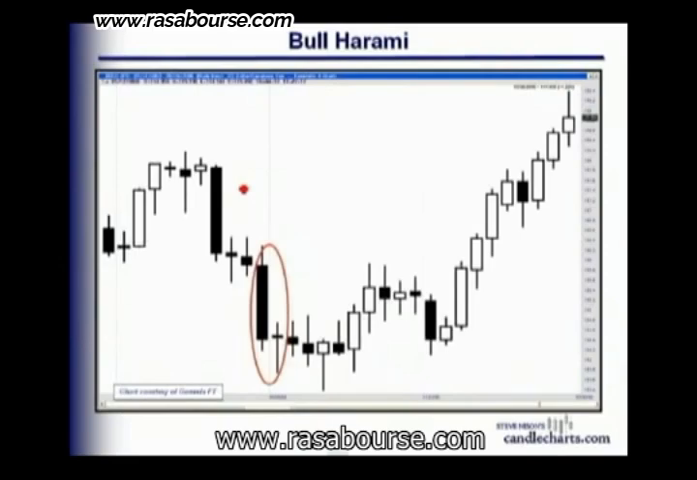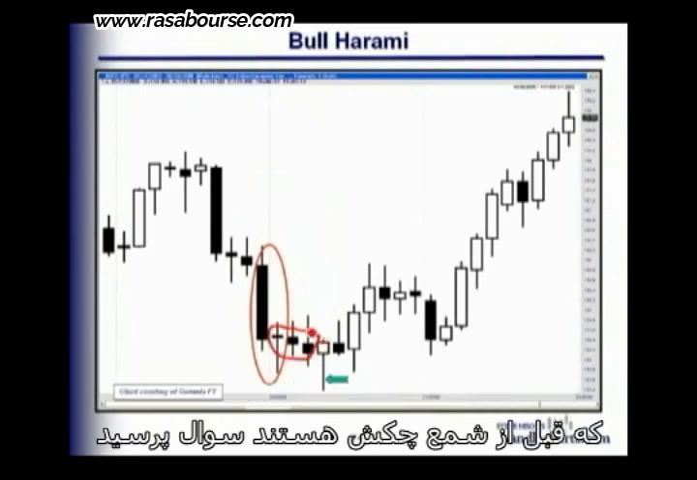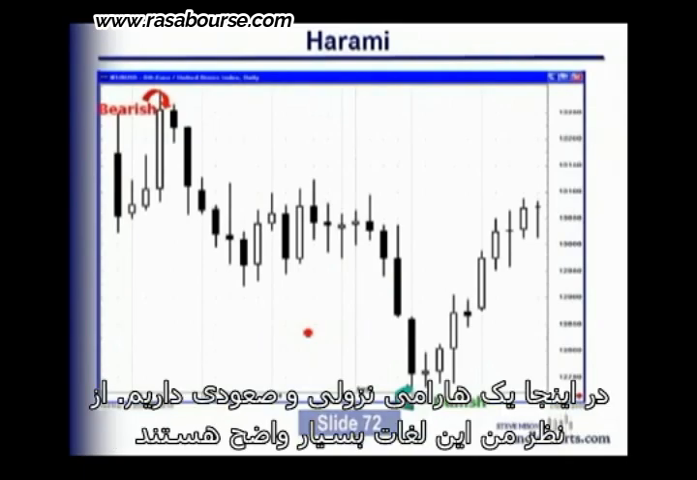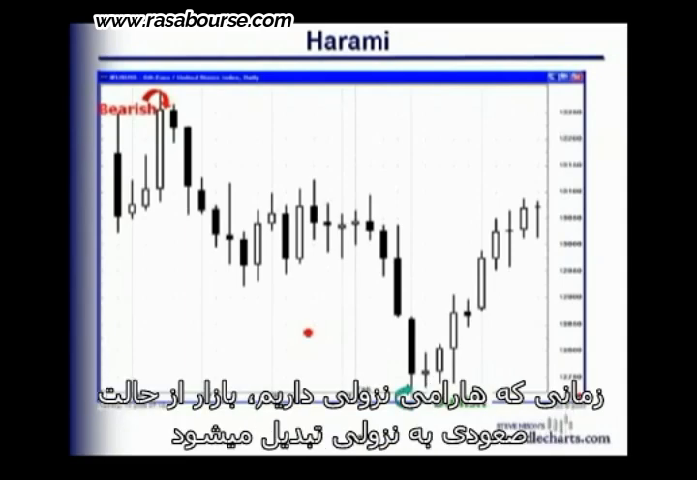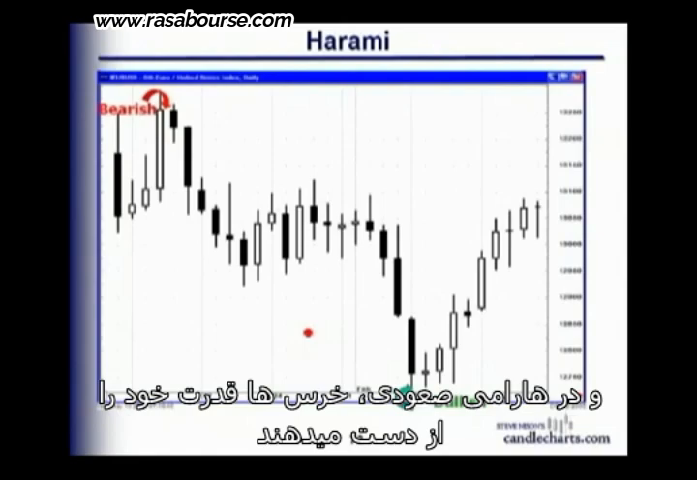Okay, here's another harami. We saw this before with the hammer. Remember somebody had asked the question about those small real bodies before the hammer? Okay, here we have a bearish harami and a bullish harami. I think those are two strong words. If you hear bearish harami, you think the market's going to go from up to down. But just think of it really as the market, the bulls are losing their breath. And the bullish harami, the bears are losing their breath.